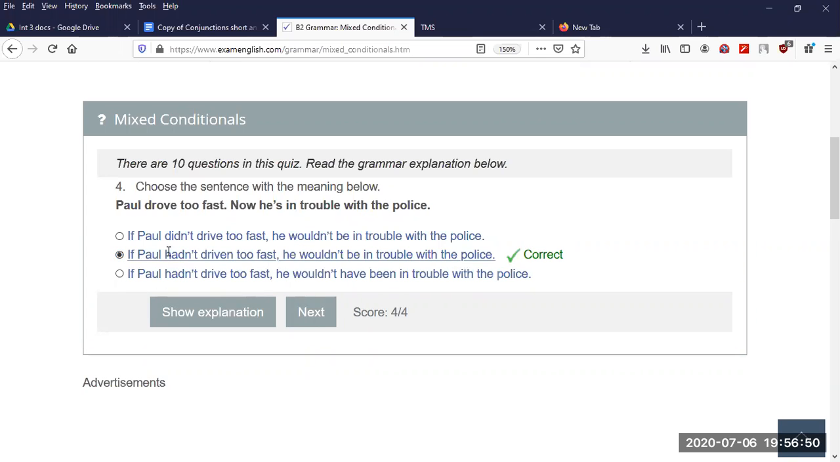Okay, so we're talking about the action that happened, and we're talking about if it was imaginary. So it's the opposite of what happened. So Paul drove too fast, and he got into trouble with the police. If he hadn't, he wouldn't be.